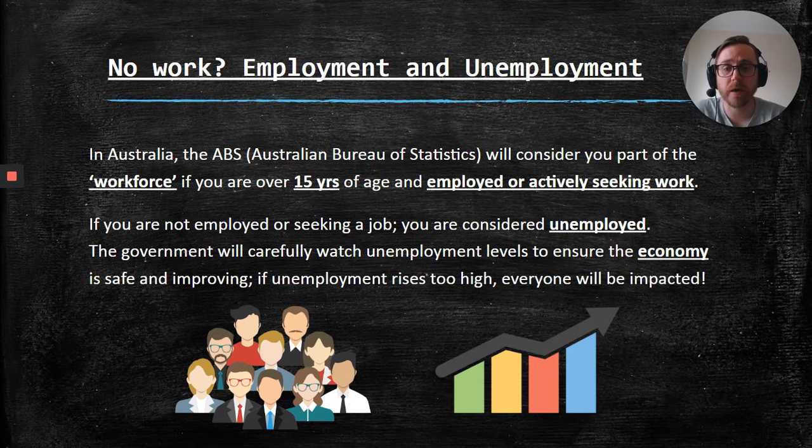So you have to be over 15 years of age, and once you guys get to around 15, 16, you will see that, yeah, I can apply for a job at Macca's or Woolworths or wherever. And either they have a job or they're actively seeking a job, so they'll be part of the workforce. If you are not employed, not seeking a job, you're considered unemployed. The government will carefully watch unemployment levels to ensure the economy is safe and improving. If unemployment rises too high, everyone will be impacted. So that's why the Australian government, the ABS, look at unemployment and employment. Because if we don't look at unemployment, that number might keep rising. And the more unemployed people we have, the worse off our economy will be.